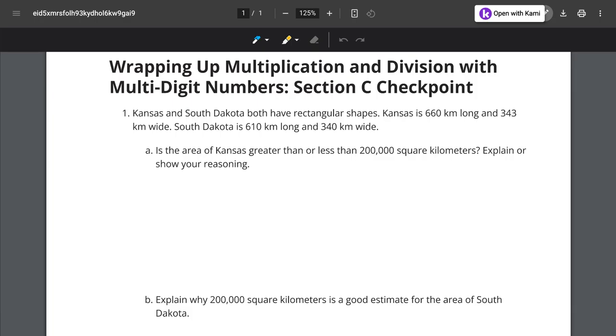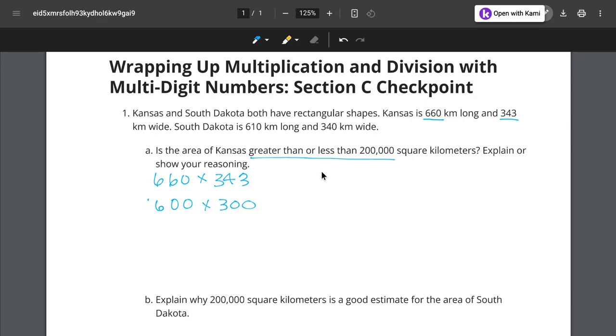Well, let's think about this. Remember that we're thinking about Kansas. Kansas was 660 kilometers long and 343 kilometers wide. Really, what I would multiply together to get the actual answer are these two numbers. But I don't need to do that here, because this is asking us just if it is greater than or less than 200,000 square kilometers. What strikes me is, even if I just took 600 times 300, which is less than both of our factors.